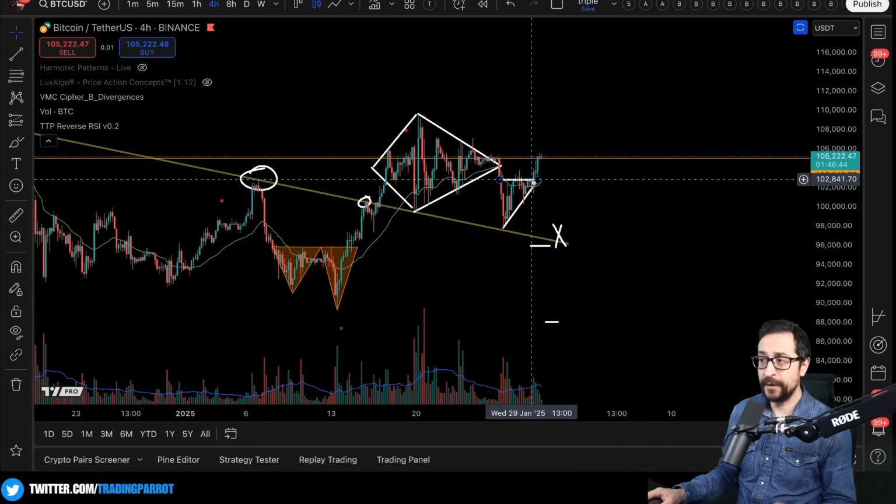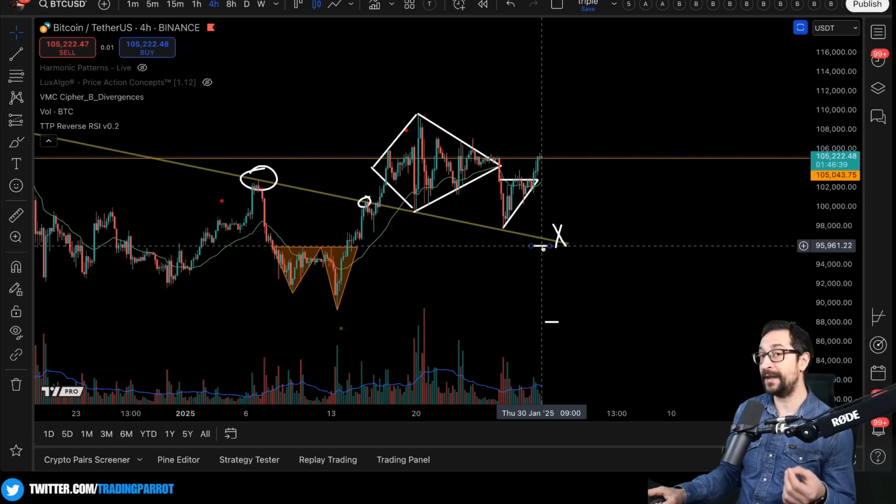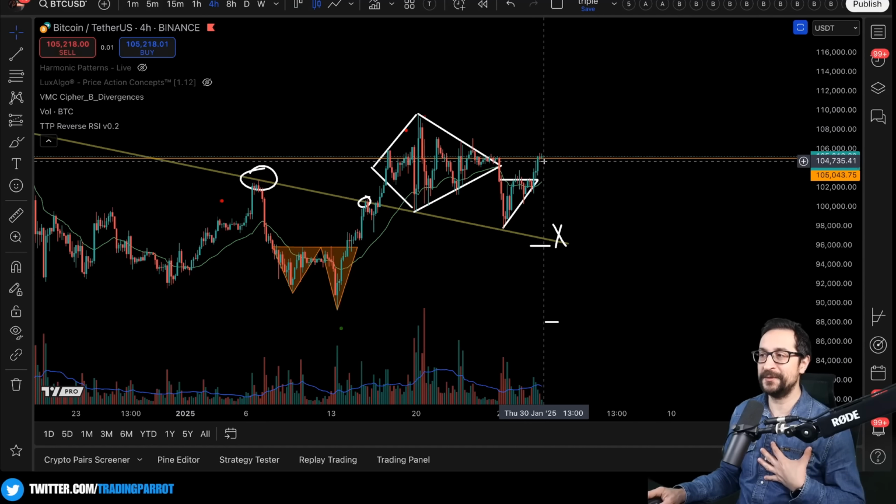Think about this. A few days ago, I told you that we can see a C wave into here. It was less likely. We were prepared for that, but we had our eyes on 105 because of the CME gap, because of the fair value gap.